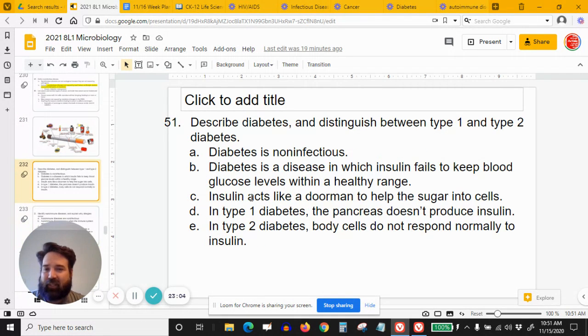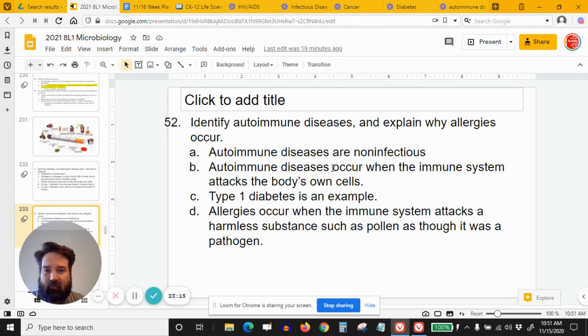We've talked about diabetes. Remember that it's non-infectious, and it has to do with insulin either not working properly or not being enough of it. Autoimmune diseases, we've talked about too. They're non-infectious, and they're where the immune system attacks healthy cells in the body. Type 1 diabetes, lupus, celiac disease. Those are all examples of autoimmune diseases.